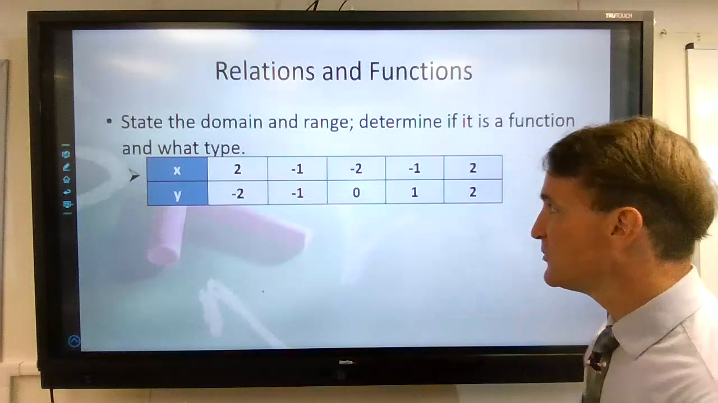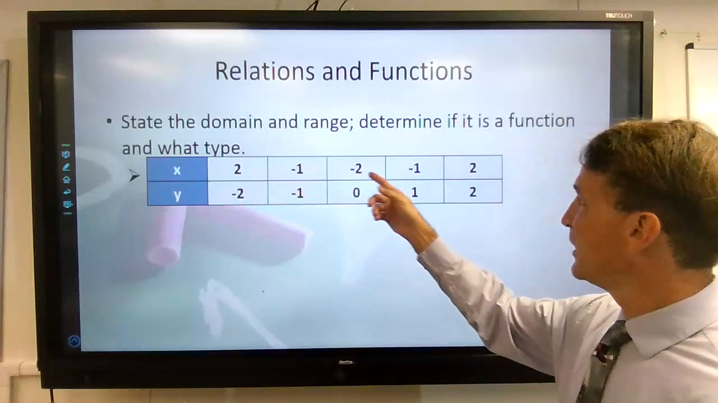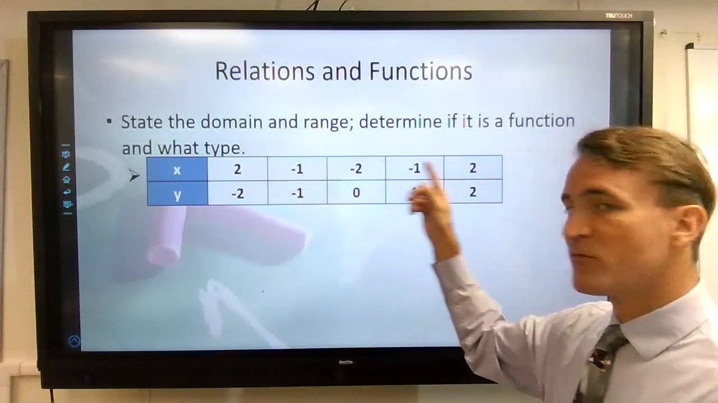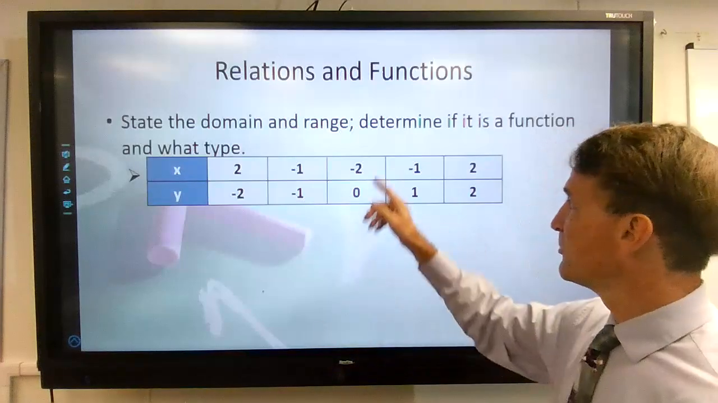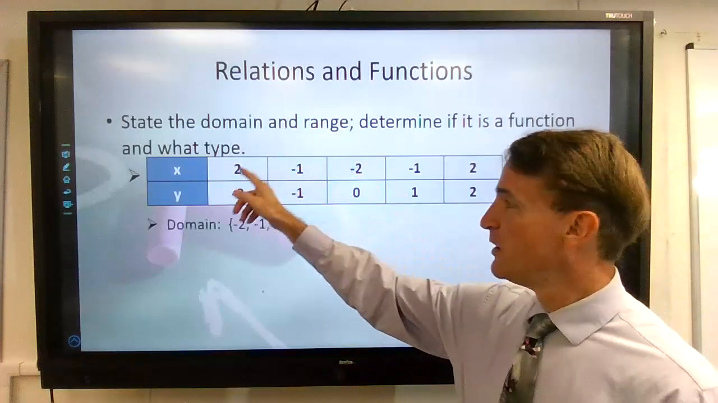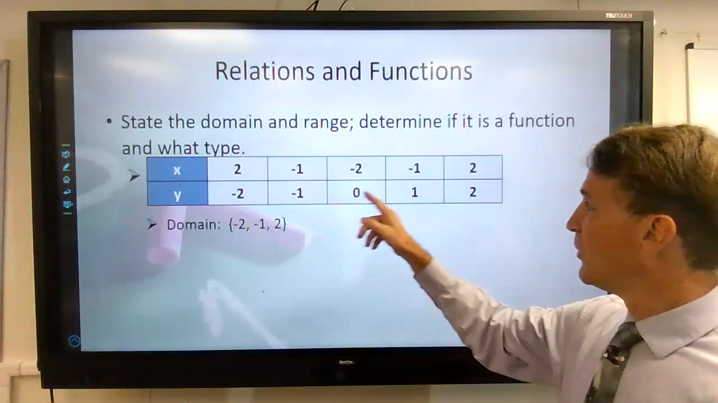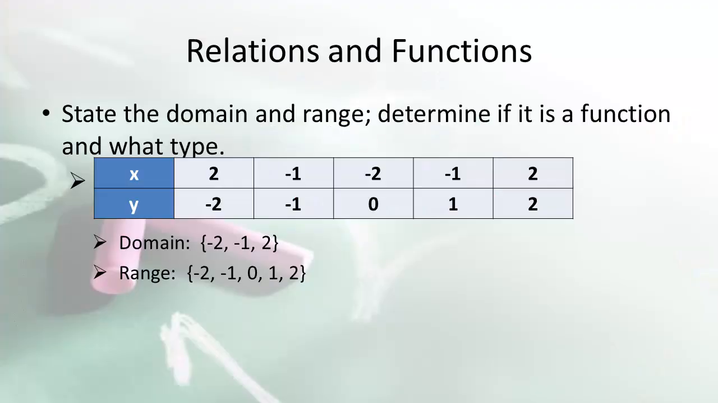So if you look at these values, my domain is 2, -1, -2, -1, and 2. Notice that I have several that do repeat. So my actual domain is just going to be -2, -1, and +2 if I put them in order. What about my range? My range is -2, -1, 0, 1, and 2. Those are already in order. That made it a little bit nicer. You can just list them there.